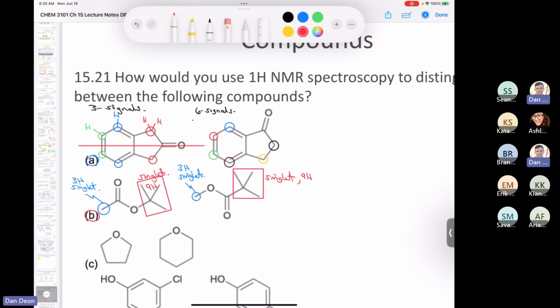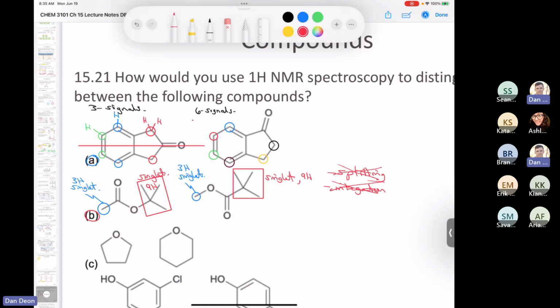Okay, splitting doesn't work, so we can put this here. Splitting, or n+1 rule, can't use it. We can't use integration, so we can cross that up. So what is the technique, or what information are we going to have to use to differentiate between these 2 compounds? Could anybody tell me?